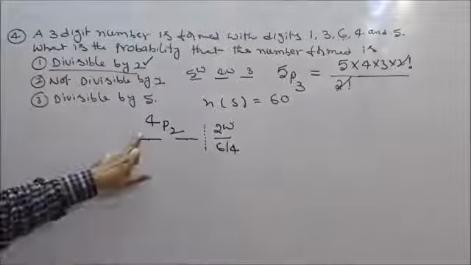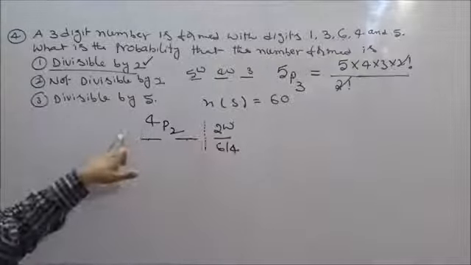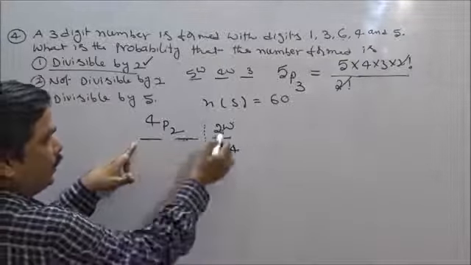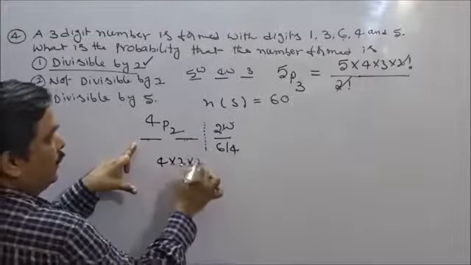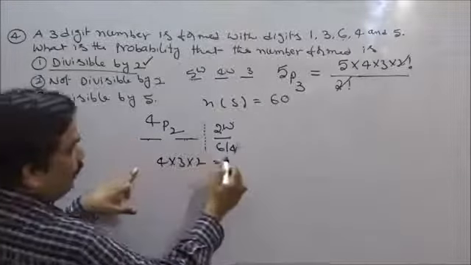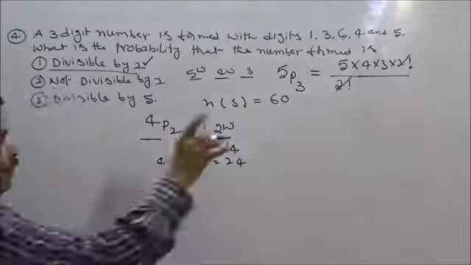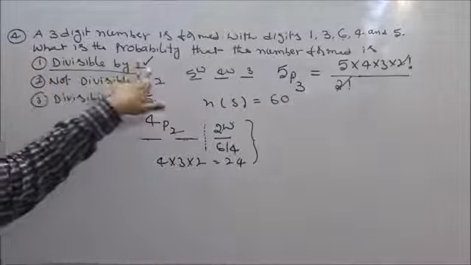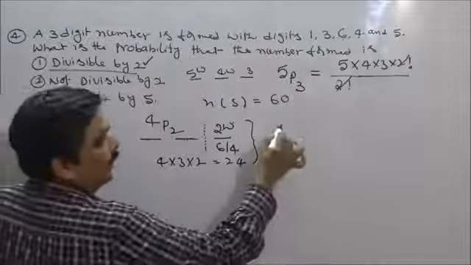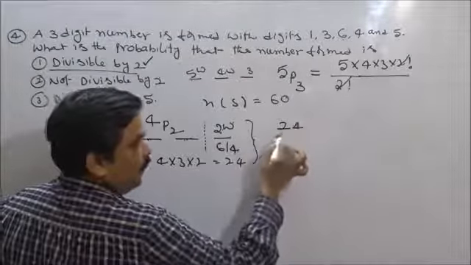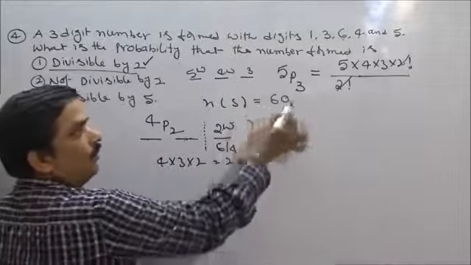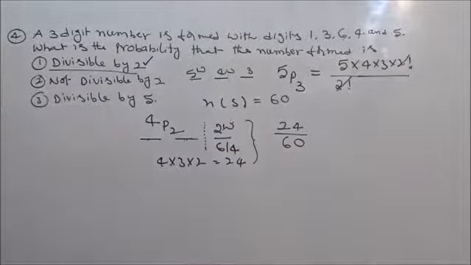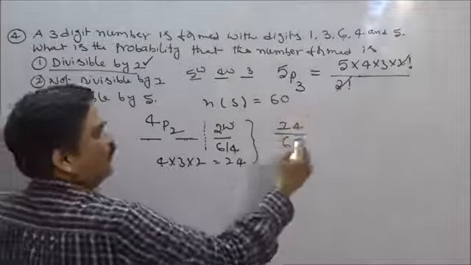Or you can take 4 into 3 here. So it is 2 into 4 into 3, which should be 24. Right? Now the probability of getting a number divisible by 2: total desired events are 24 out of sample space 60. Got the clarity? Right? So now just simplify this.